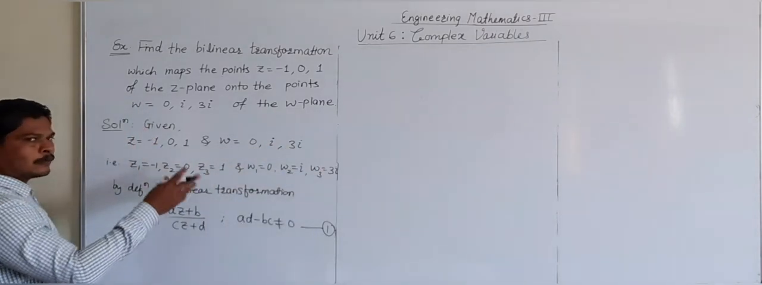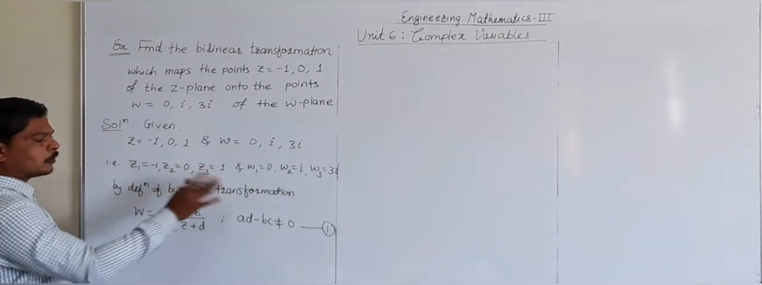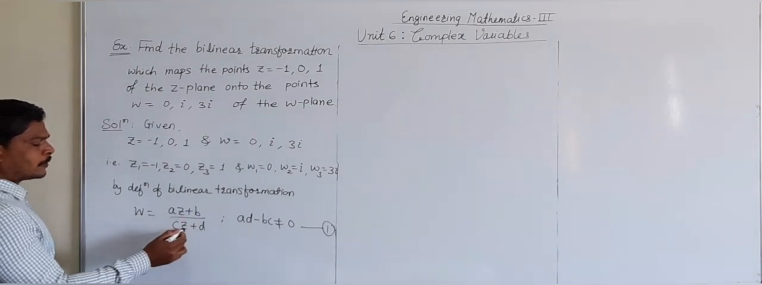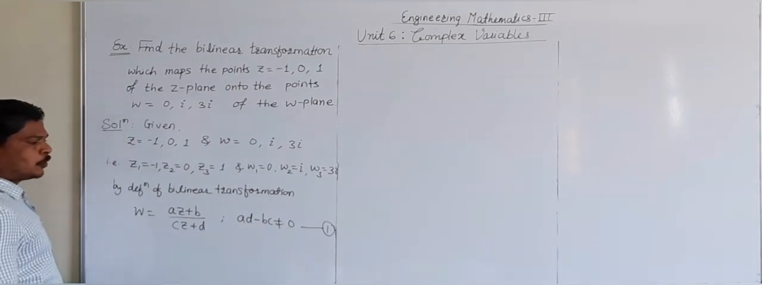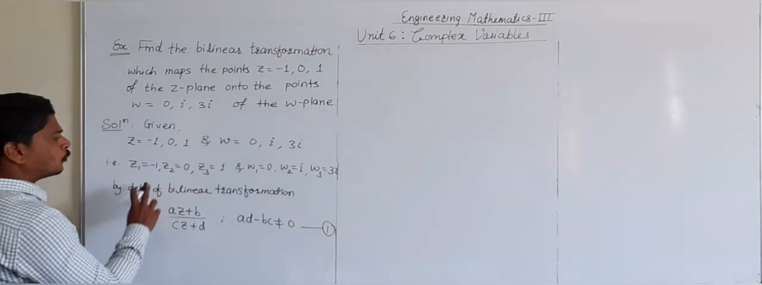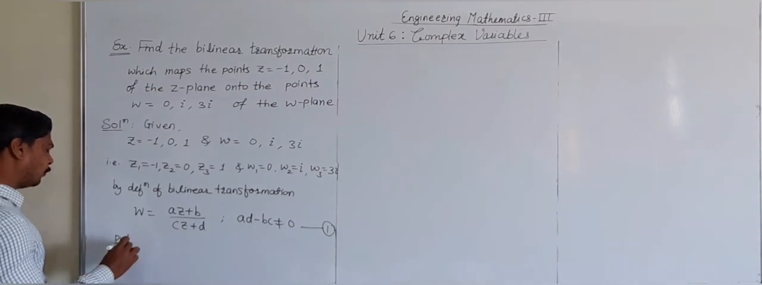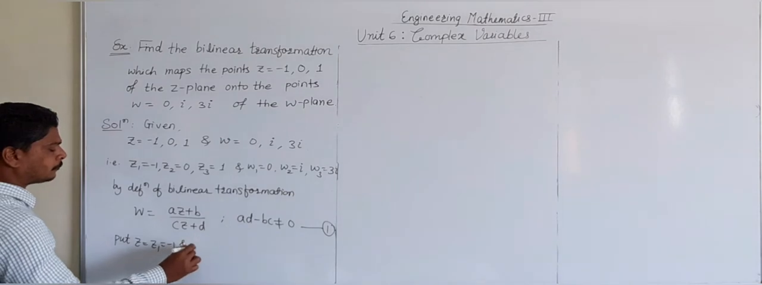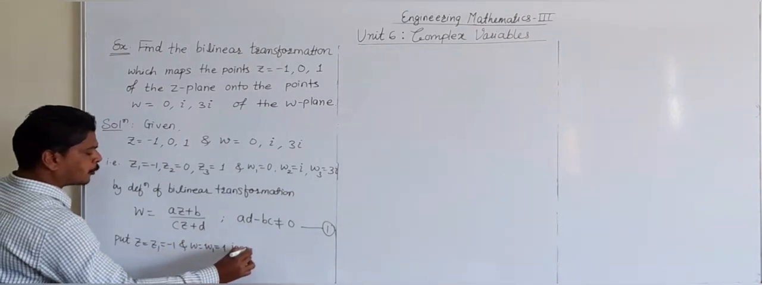So here no value of Z or W is infinity. So that's why here we are using definition of bilinear transformation. So by definition W is equal to AZ plus B divided by CZ plus D, such that AD minus BC must be non-zero. So this is our equation number 1. So put one by one corresponding values of Z and W. So put first value, put Z is equal to Z1 is equal to minus 1 and W is equal to W1 in equation 1.